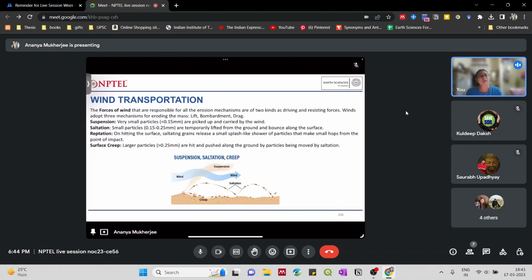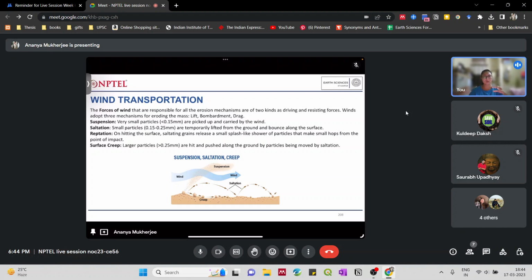So the next one is the surface creep. Surface creep usually happens with coarser sediments which cannot be lifted off the ground, or cannot even be lifted up enough to get saltation happening. So these are actually pulled along the ground, pushed along the ground. There are 2-3 coarse grains together in a line.